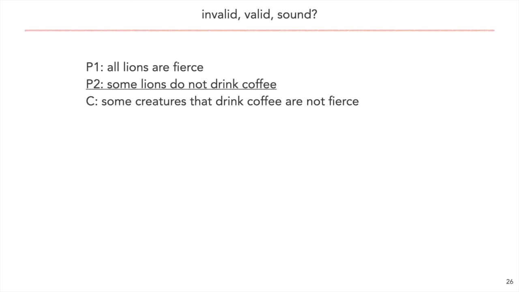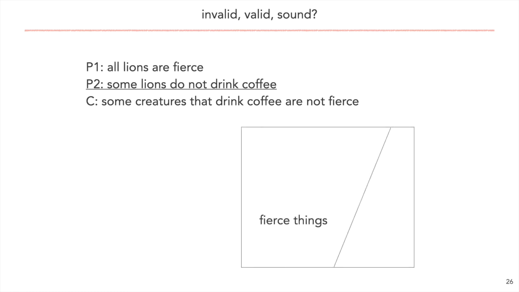Here's another one, equally whimsical. All lions are fierce. Some lions do not drink coffee. Conclusion, some creatures that drink coffee are not fierce. Let's draw a diagram again. Here are the fierce things on the left. So the non-fierce things are over on the right. All the lions, then, have got to be on the left. That's where the lions are. So that's a situation in which the first premise is true.